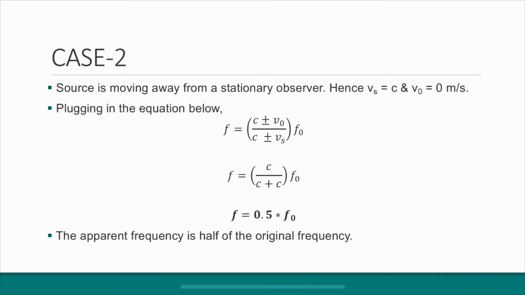The next case is the continuation where the plane is moving away from the observer at the speed of sound. The velocities are still the same. You plug them in, and the apparent frequency is half of the original frequency.